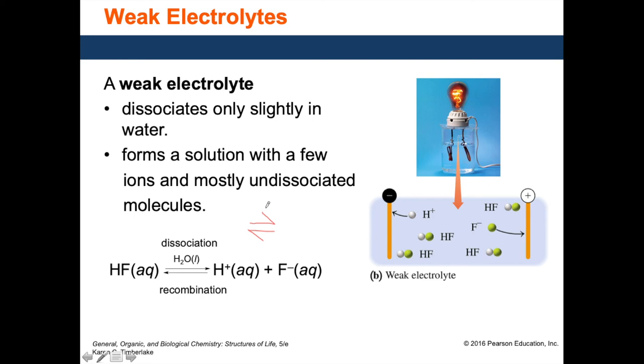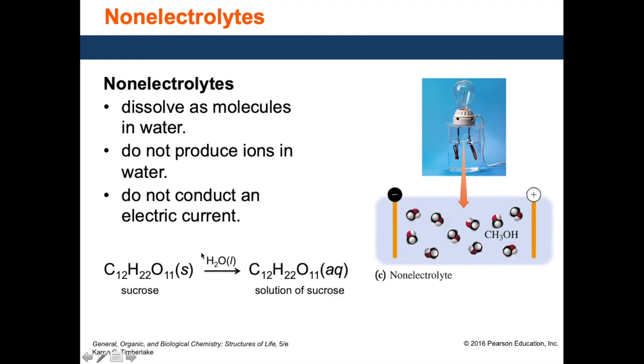So again, the difference between a strong and a weak electrolyte, when written on paper, is just this arrow in between your undissolved solute and the ions it splits up into. In the case of a strong electrolyte, this is just a one-way arrow. In the case of a weak electrolyte, it's a reversible arrow. And then, of course, we have non-electrolytes.